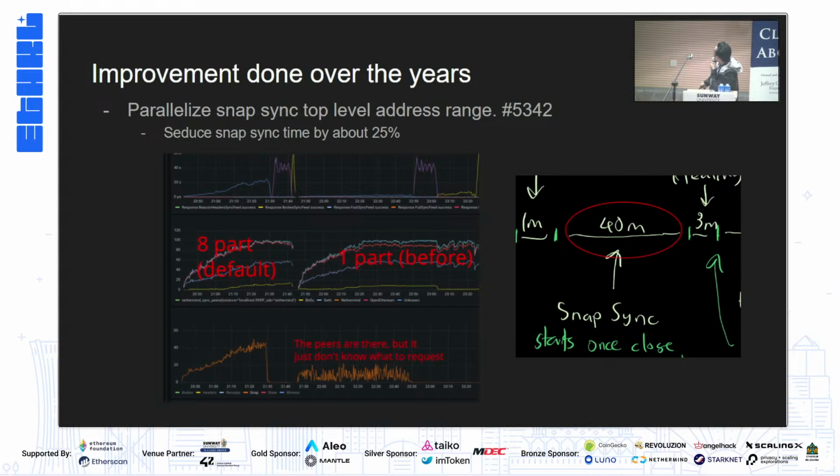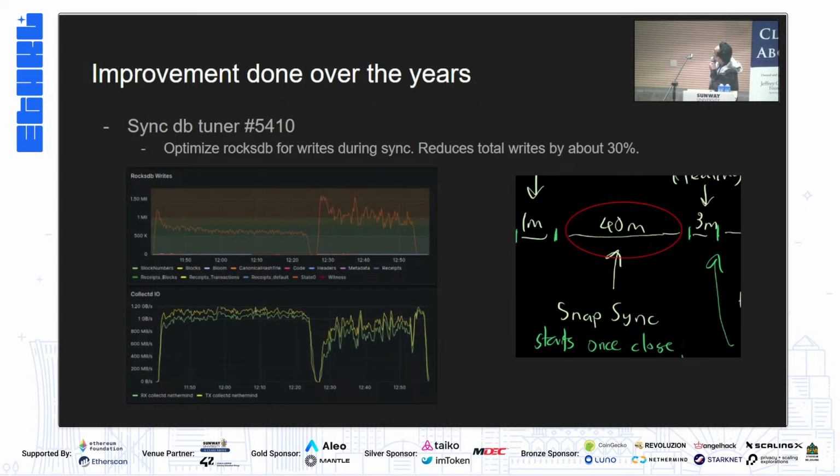Another big improvement is the sync DB tuner, which is nowadays enabled by default in 1.21. During syncing, Nethermind will change the database configuration a bit so that it is write optimized. It sacrifices a bit of read performance, but because snap sync is largely just writes and very few reads, this reduced the overall sync time quite dramatically. The overall bytes written is reduced by around 30 to 40%, and this cut down the rate of the writes from roughly, how much is this?